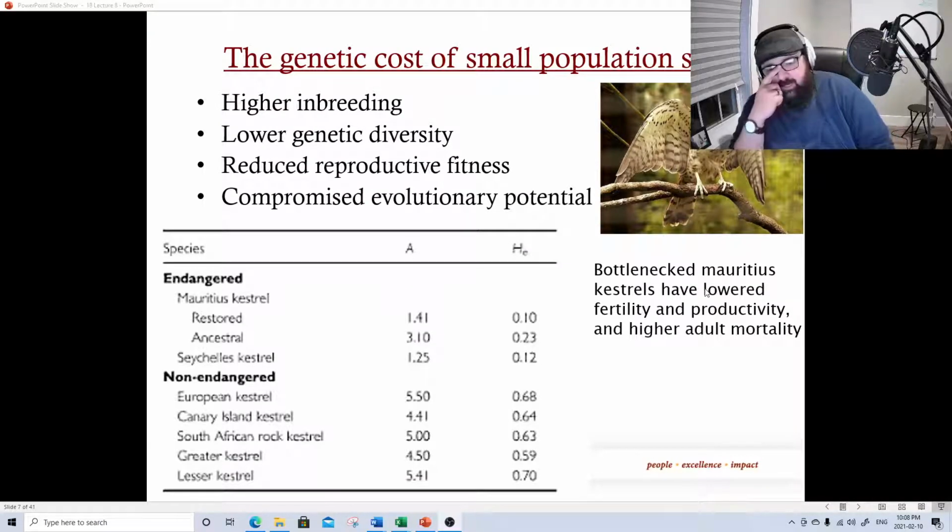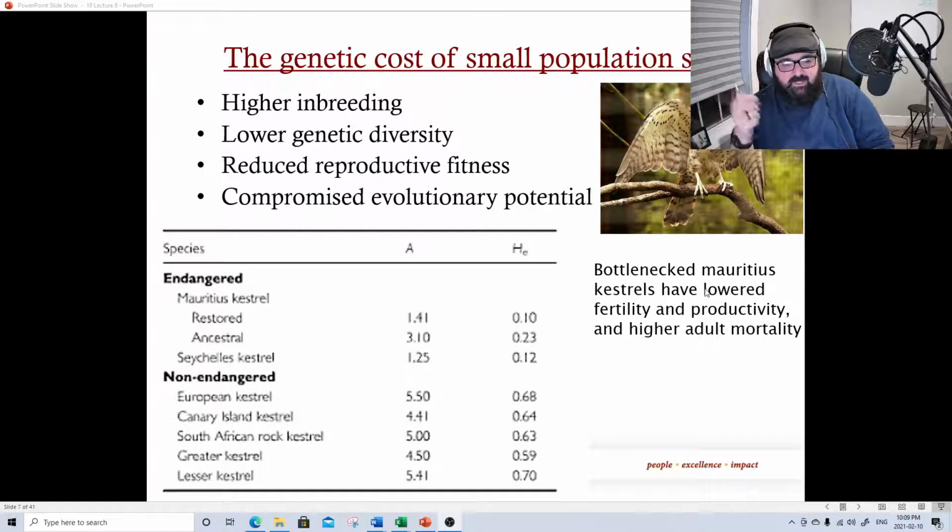So in a small population you have genetic costs. These are the Mauritian kestrel. They're a really cool bird, but they have small population size. Small population leads to higher inbreeding, lower genetic diversity, reduced reproductive fitness, compromised evolutionary potential. It's hard for them to stay alive, it's hard for them to evolve with a changing environment, it's hard for their population to recover. They've got lower fertility than other species of kestrel that are closely related to them, and higher adult mortality. Lower productivity, they make fewer eggs.